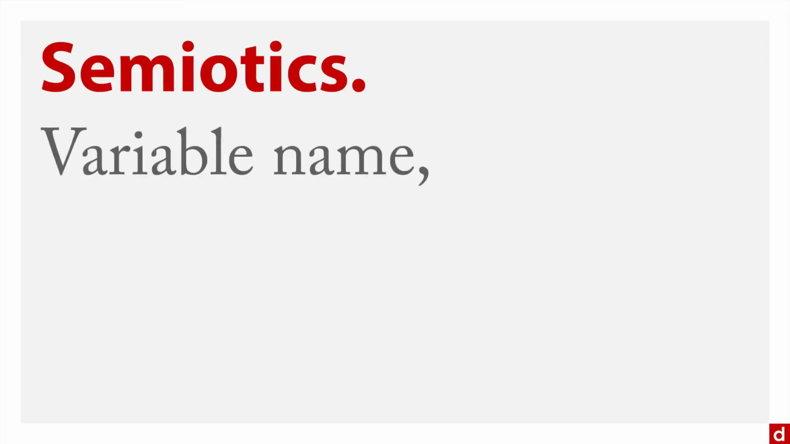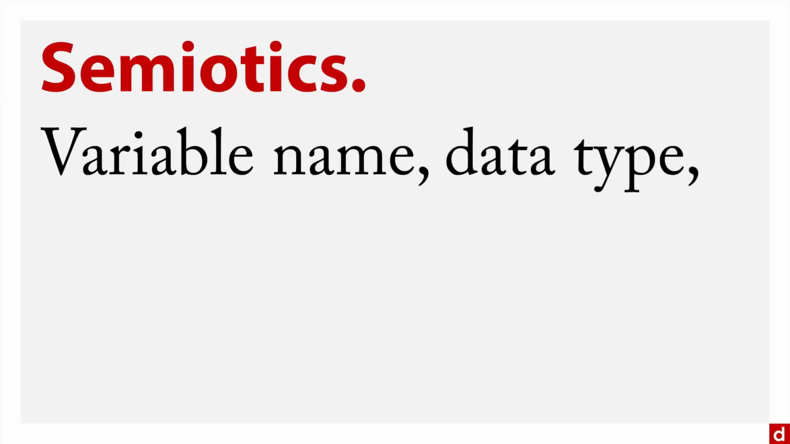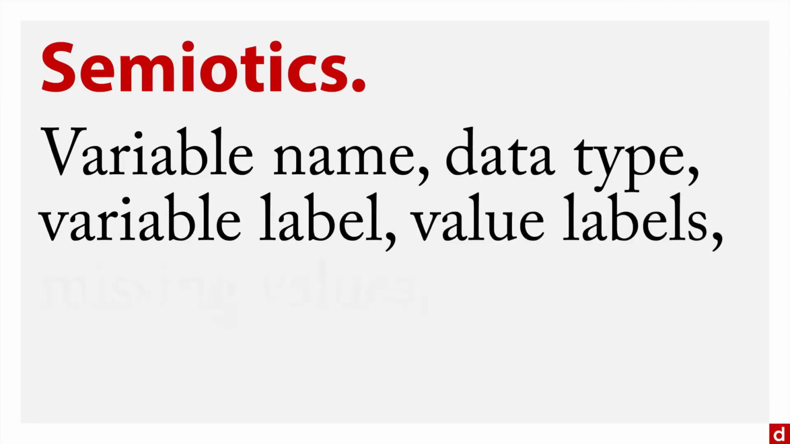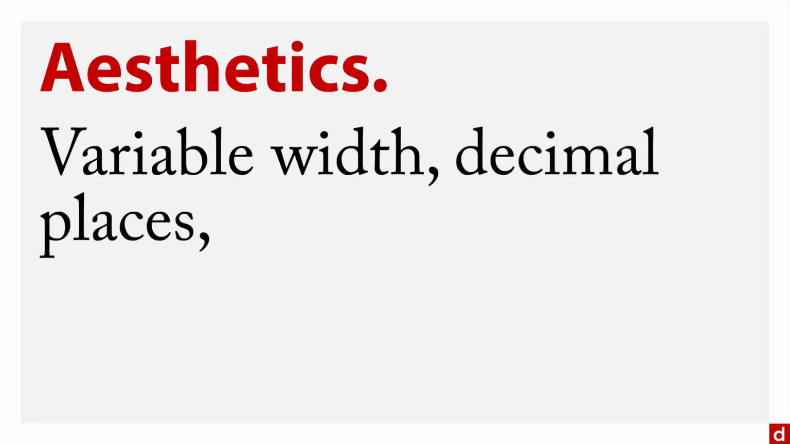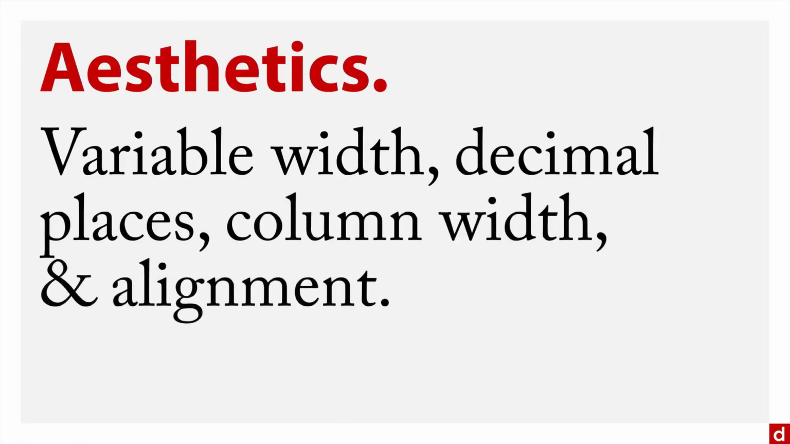And I see two kinds of information that you tell SPSS about your data. The first one I'm going to call semiotics, which comes from the study of meaning. This is where you tell SPSS what the variable names are, the data types, the variable labels, the value labels, the missing values, the level of measurement, and the role that each variable plays. Contrasted with that, there are other elements that you can call aesthetics, and that addresses variable width, decimal places, column width, and alignment. And these are all settings within the data window of SPSS.